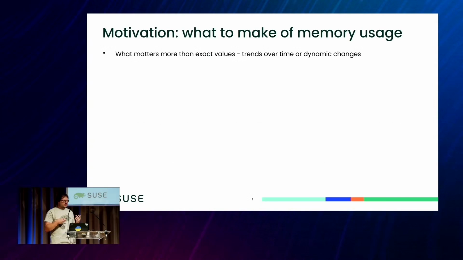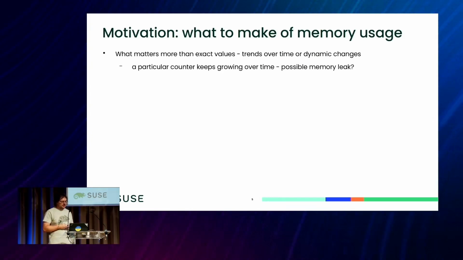So what I think matters more than dwelling on exact values is looking at how things change over time, and then you can start asking more useful questions than why is it more than on the previous version. And there are questions such as, why is this counter growing over time? Is there a memory leak? Yeah, that's a valid question.